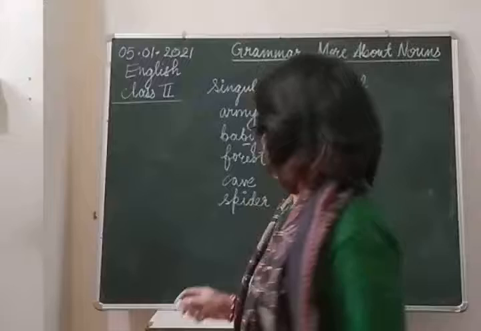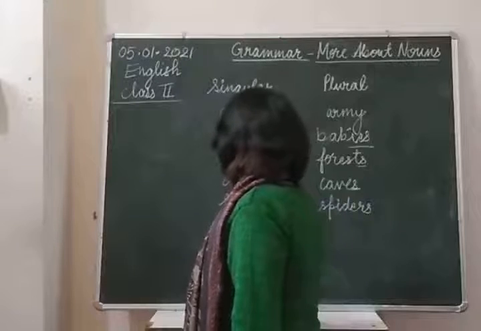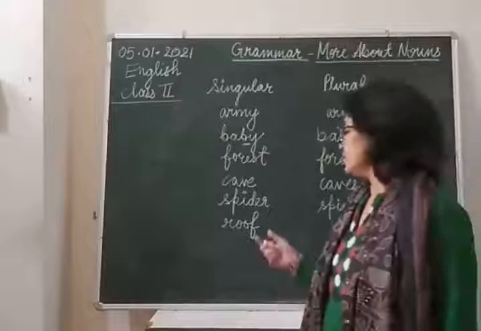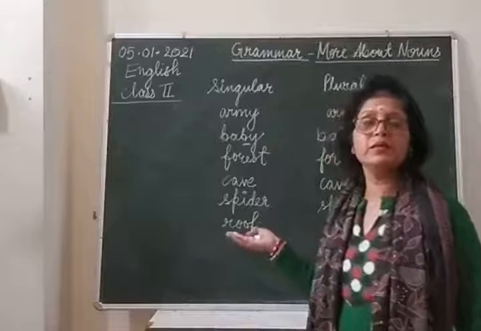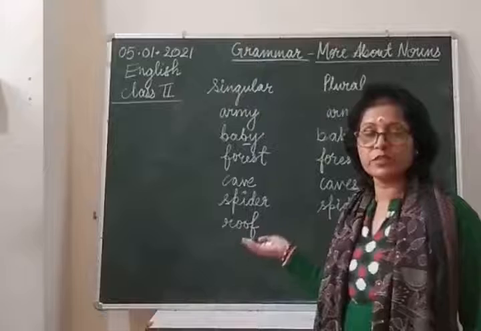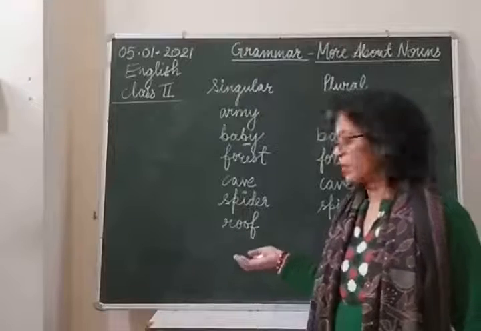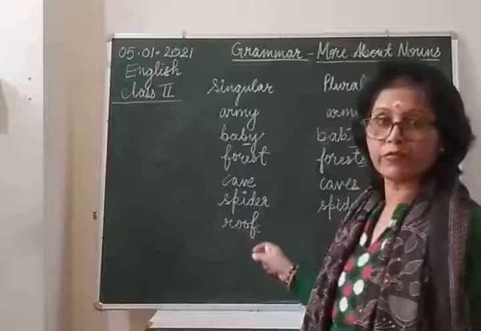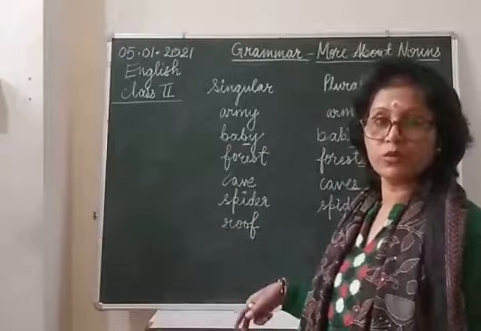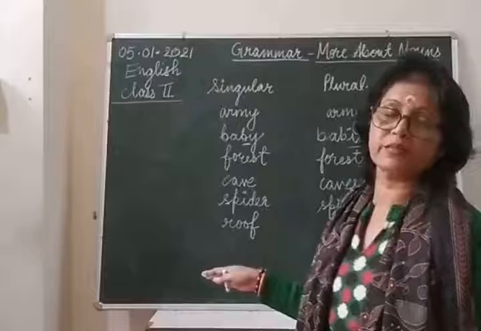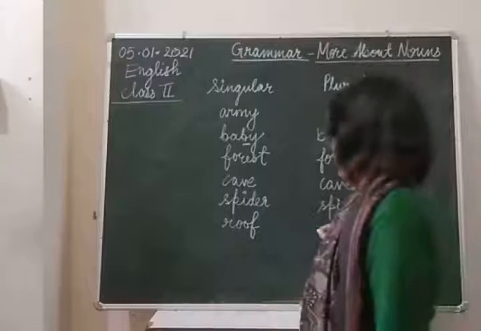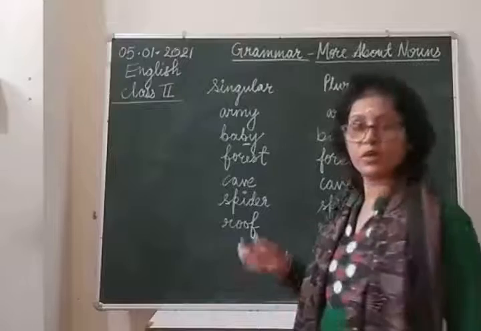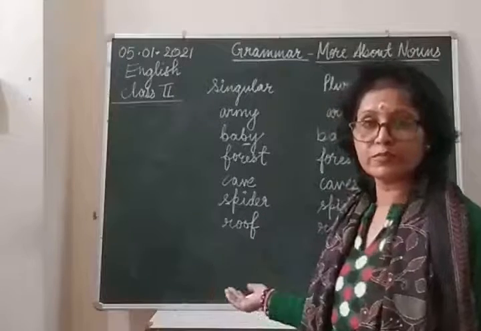Then the word is roof, R-O-O-F. Now children, as you can see, the spelling ends with F. Now according to the rule, if the noun ends with F or FE, what do we do? We replace it with VES. So we will write R-O-O-V-E-S. Roofs. Roof, roofs. Okay.